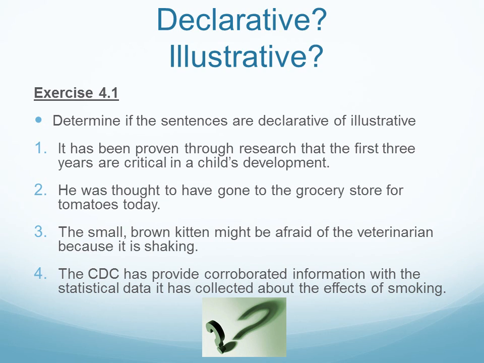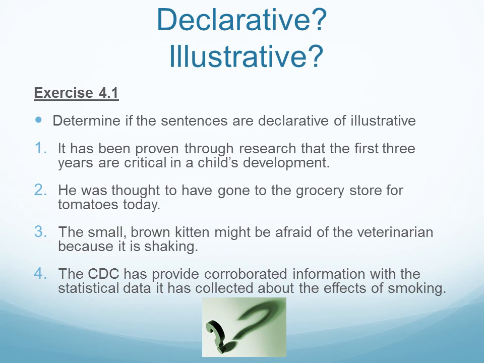Number 2 is declarative, and it is declarative because he was thought to have gone. If you're just making a general statement like that, there's no concrete research, no data, no information, it's just that he's thought to have gone to the grocery store. That is a declarative statement.